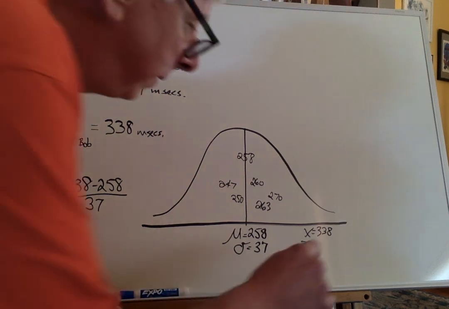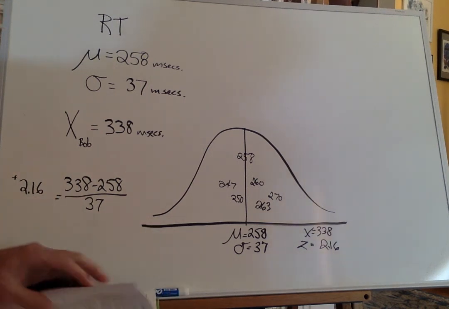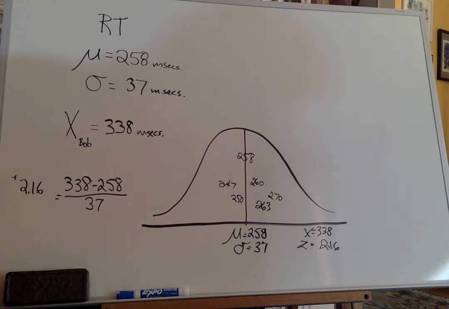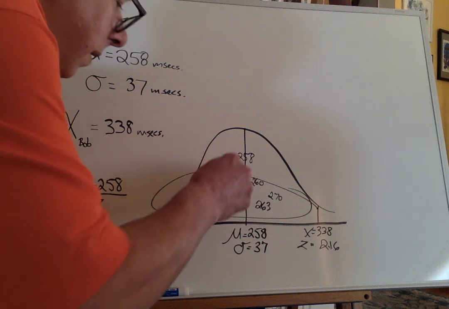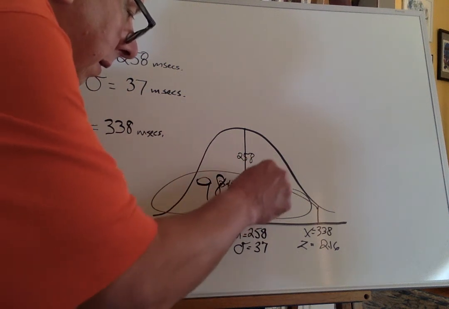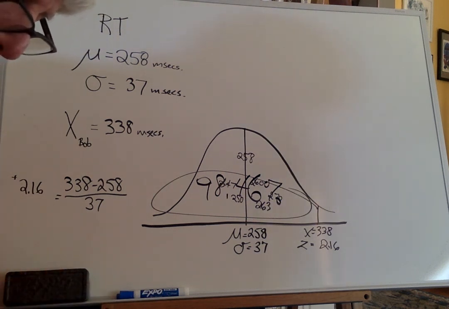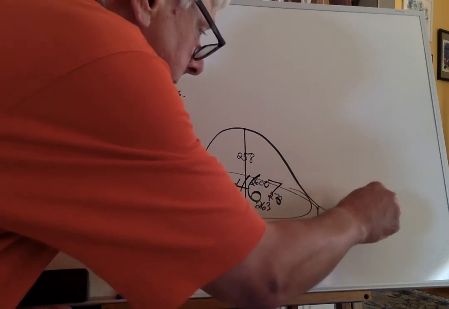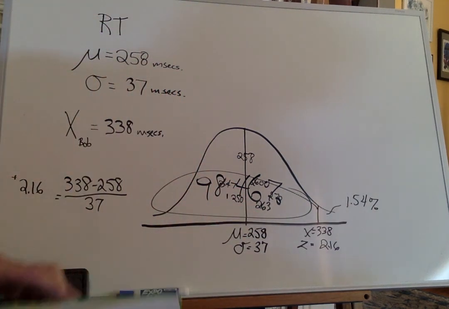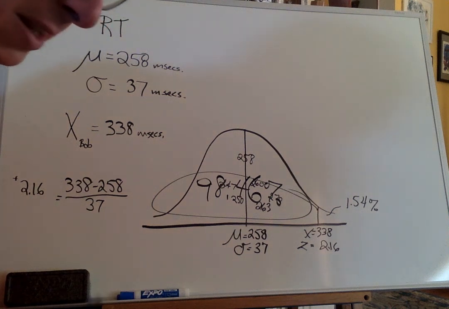If we convert that to a percentile, what we're going to see for 2.16 is 98.46. That's the number of people that would score at or below Bob's score. And only 1.54% of the people are slower than Bob. Wow, Bob has a very high percentile rank here.